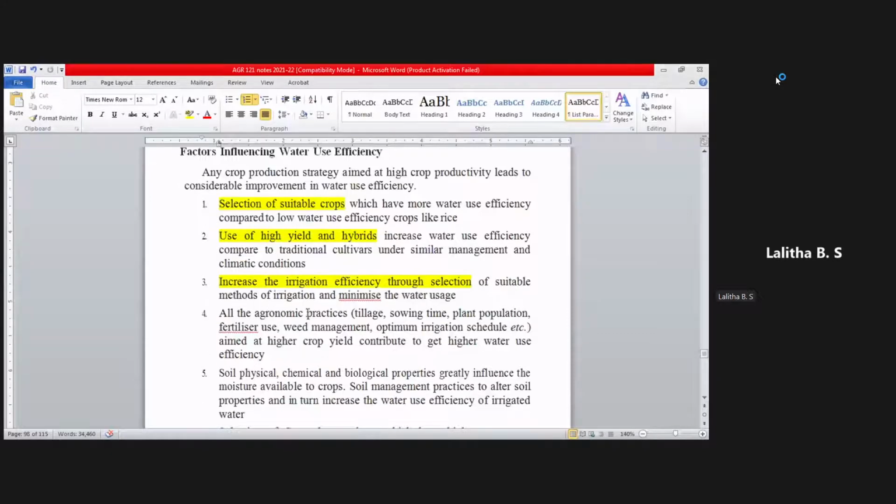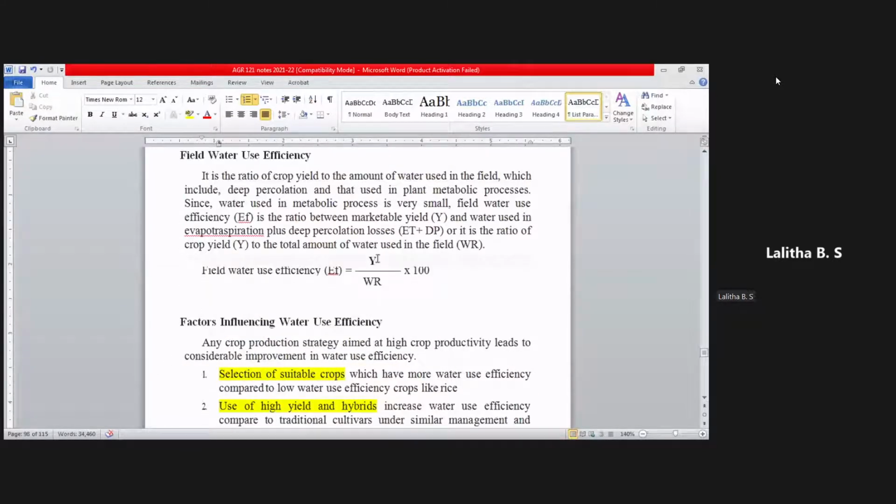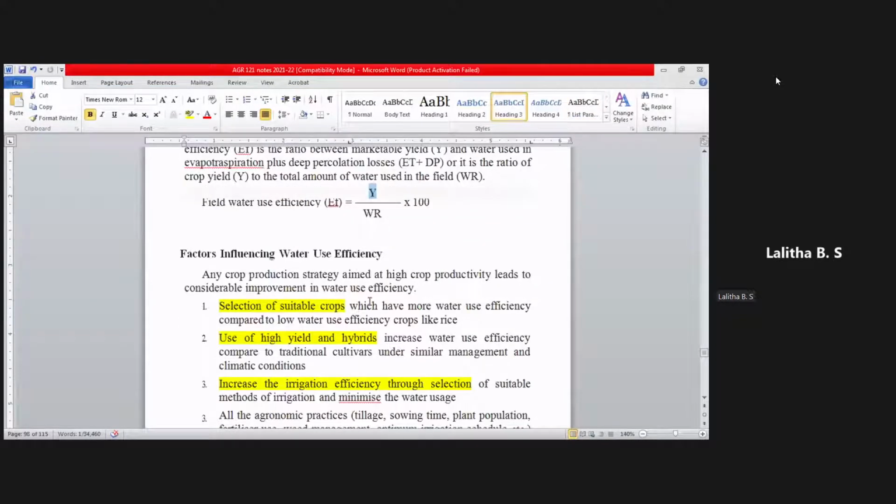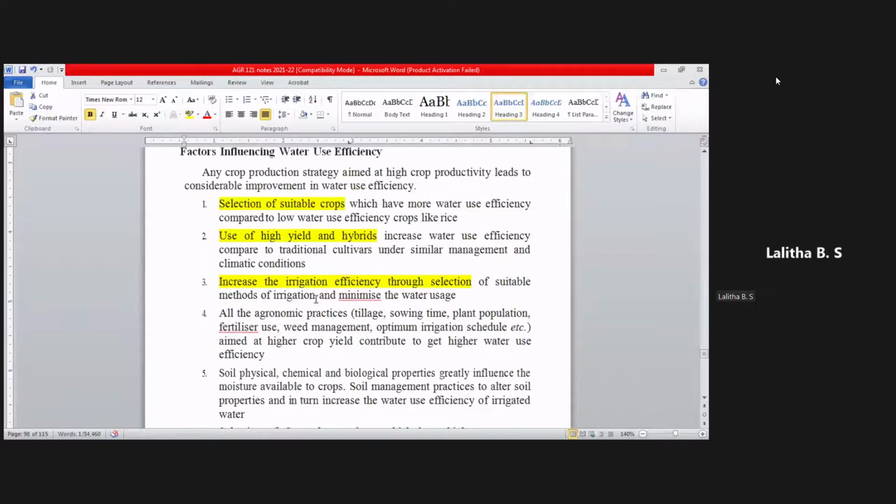Then again, all the agronomic practices, maybe tillage, sowing time, plant population, fertilizer use, weed management, should be done well. All the agronomic practices aimed at higher crop yield will contribute to higher water use efficiency. If you do tillage, automatically we can expect better germination of the crop, then growth will be there. The ultimate goal in water use efficiency is that we have to increase the yield of any crop and decrease the water used for that particular crop.